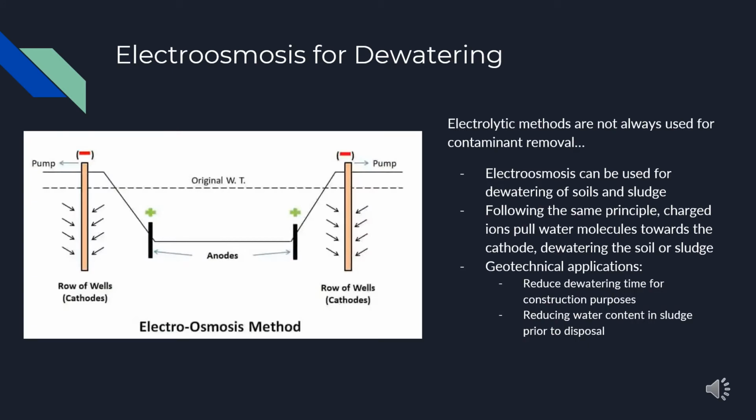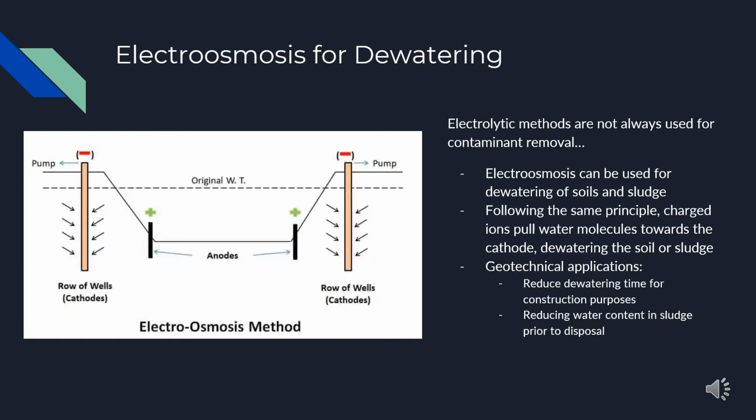In other instances, the depletion of groundwater is a desired outcome of electroosmosis. Sometimes, electrolytic methods are not necessarily used for contaminant removal, but rather dewatering of soils and sludge. This follows the same principles as described previously. This has a variety of geotechnical applications, including dewatering and filtration prior to construction for structural stability. It can also be used to dewater sludge from water treatment prior to disposal.